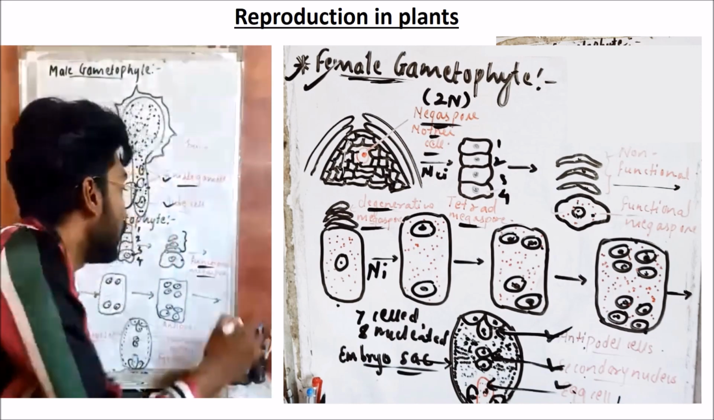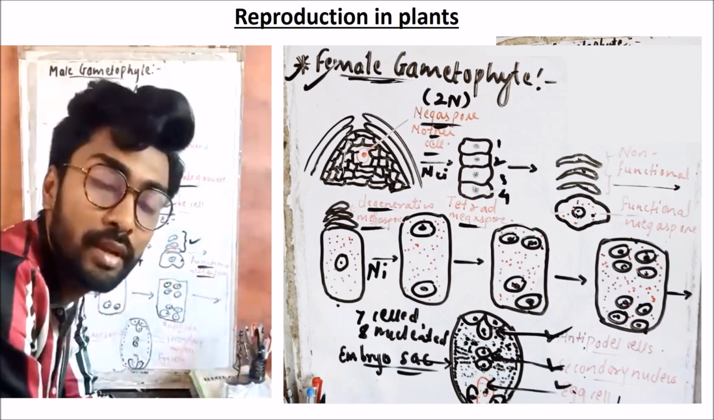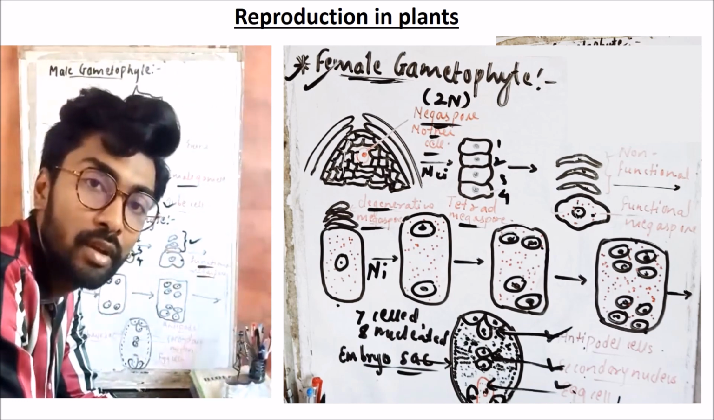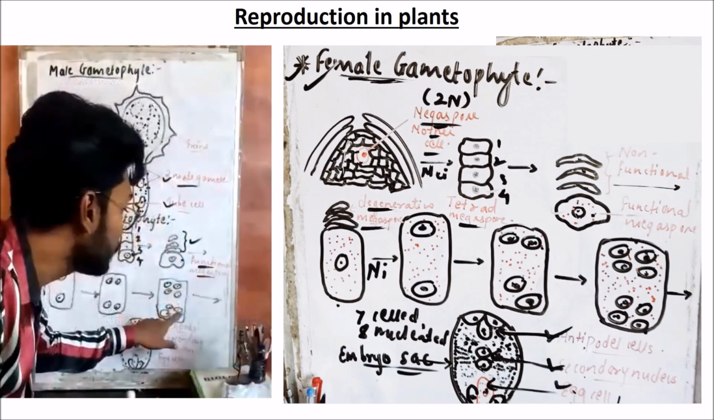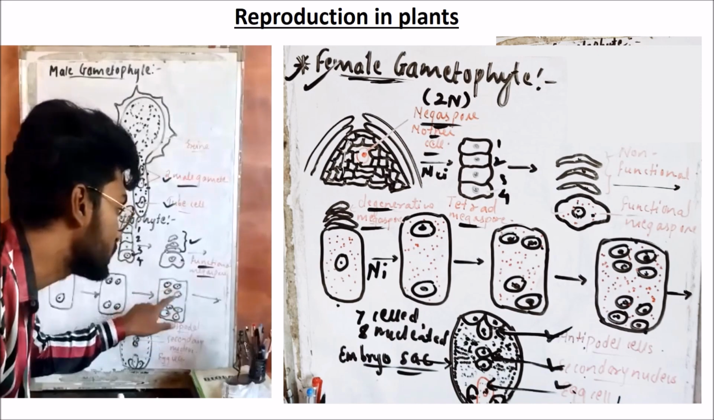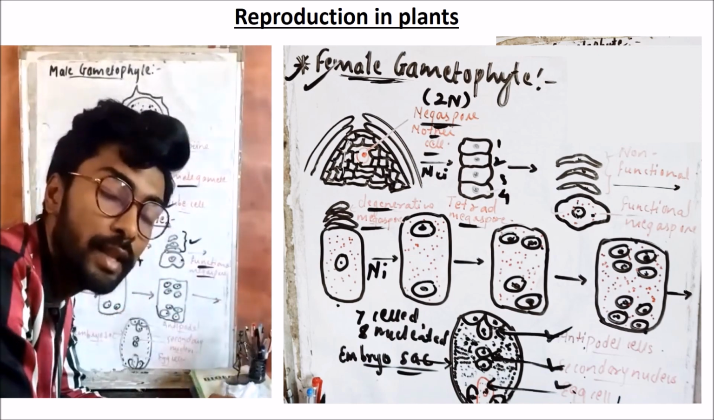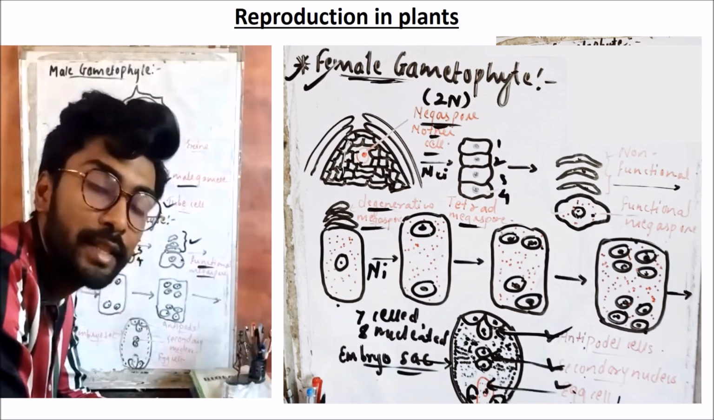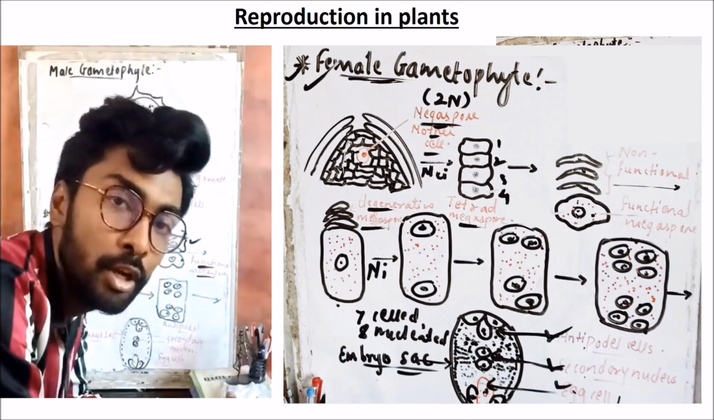Now these upper 3 non-functional megaspores undergo degeneration, and that's why they are generally called degenerative megaspores, right? Now you can see that an embryo sac is formed having a total of 8 daughter nuclei. How many daughter nuclei in total? That is nothing but 8, right? That is 4 present in the upper pole and 4 daughter nuclei present at the lower pole.